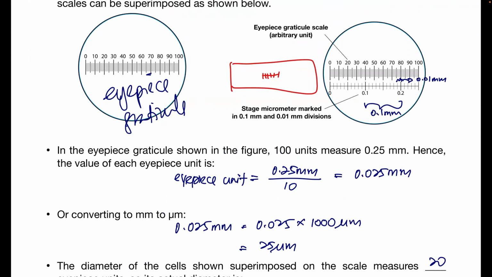Sorry, actually this is wrong. This should be divided by 100.